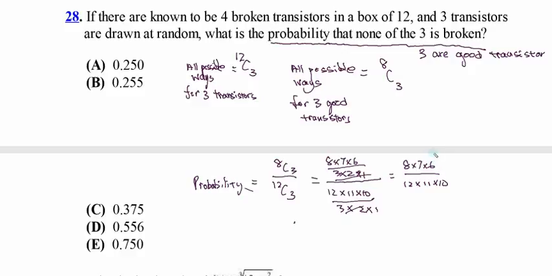Okay, simplified further, this 2, this 4, this 2, this 5. So it's 14 over 55. Okay, if you work it out, it's actually equal to 0.255, which is actually this one.